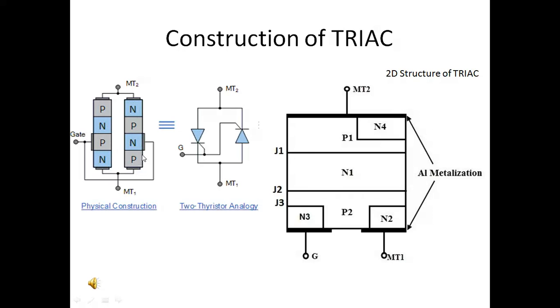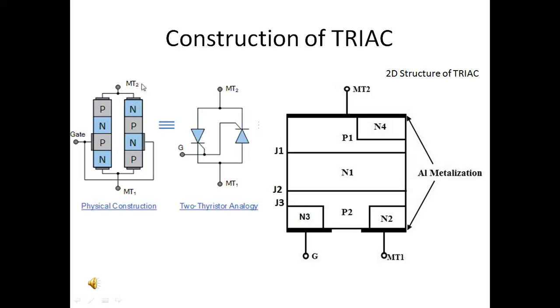The physical construction of these two SCRs you can see in this figure, where the gate terminal is connected to P of the first SCR and N of the second SCR, MT1 is connected to N and P of the two SCRs, and MT2 is connected to P and N of the SCRs.